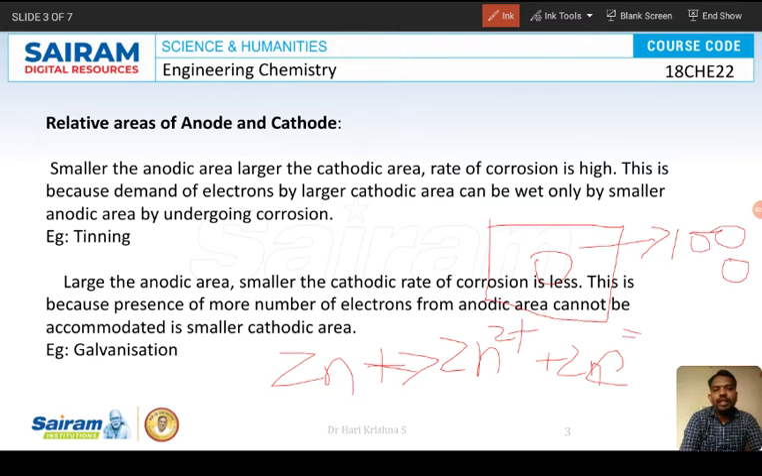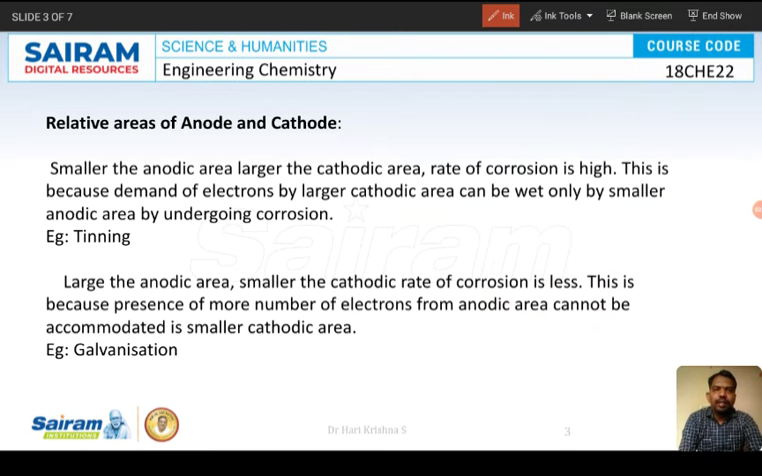Because of this, zinc is undergoing more and more oxidation, and this is termed as corrosion. Oxidation is termed as corrosion. Therefore, with smaller anodic area and larger cathodic area, the rate of corrosion is very high. For example, this type of case occurs in tinning. What is tinning? Depositing a layer of tin on the surface of iron or steel articles is called tinning.